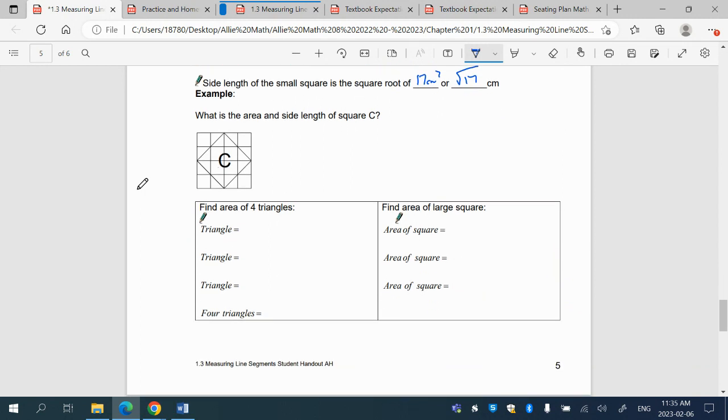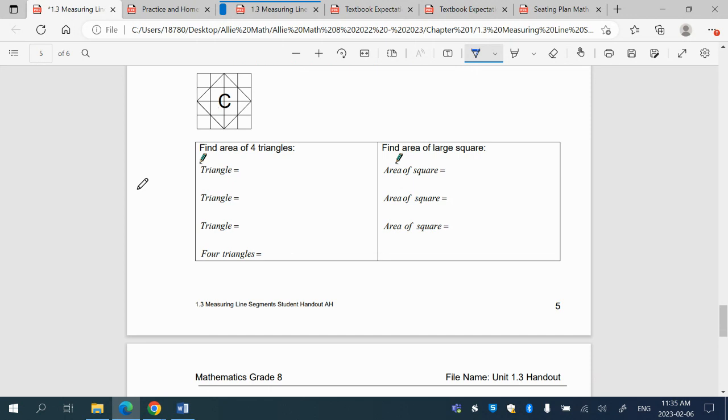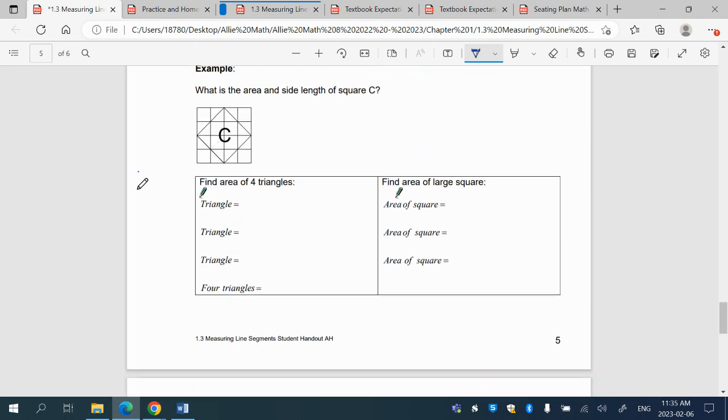Okay, let's do another example. I might run out of time soon on our video, but I can make another one. What is the area of the side lengths of square C? So the first thing we need to do, but it's already done for us, is make a square along the outside. I already did that.